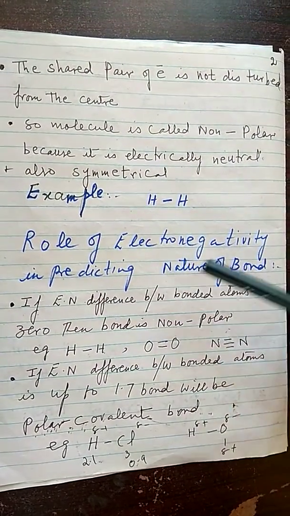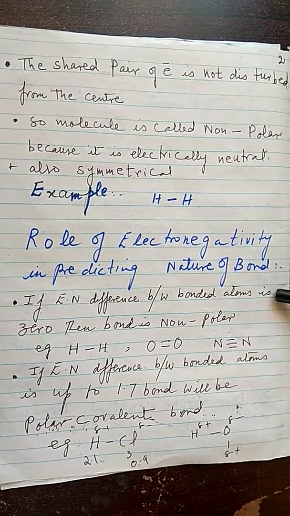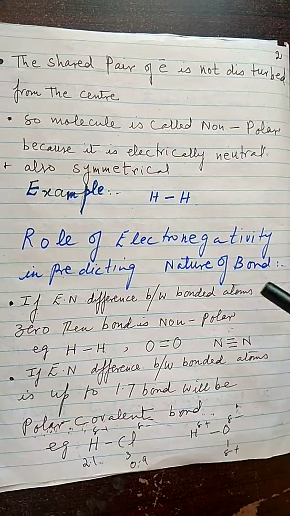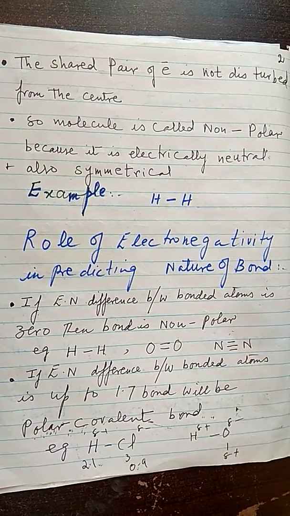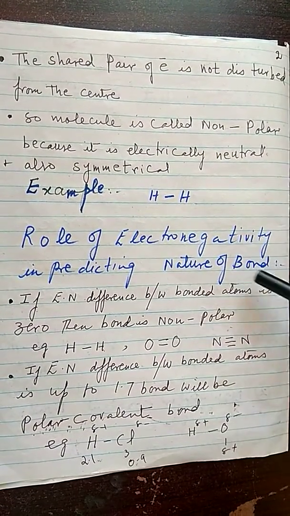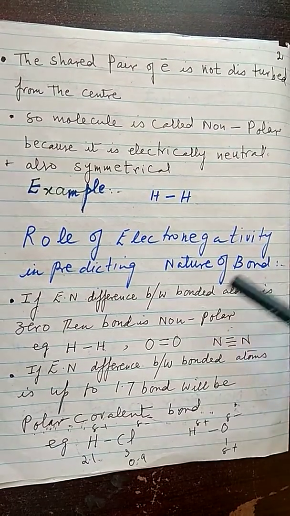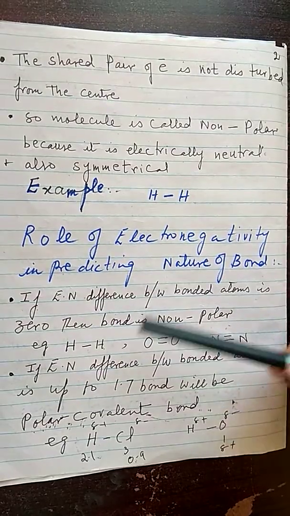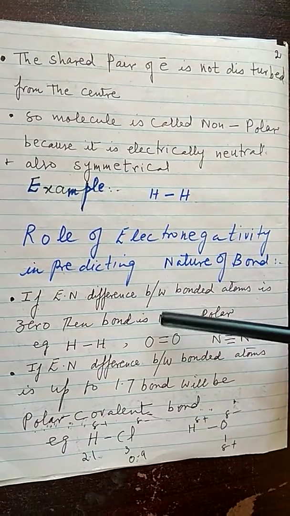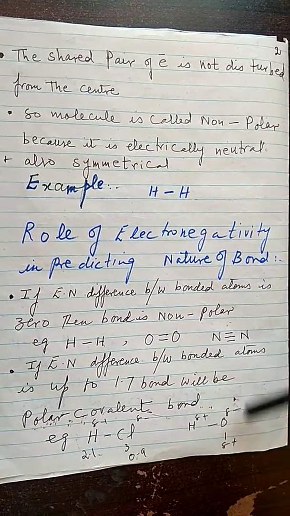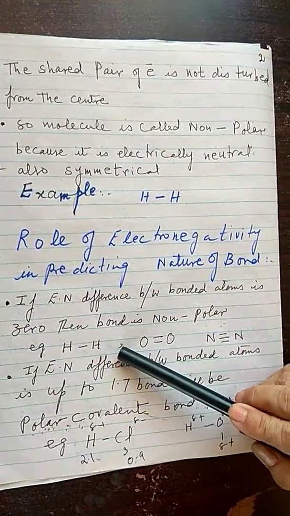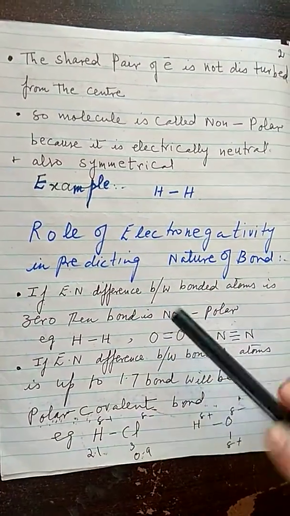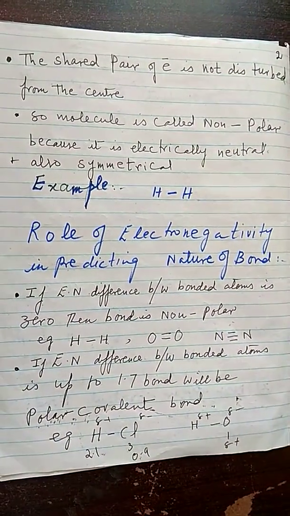First, if the electronegativity difference between the bonded atoms is 0, the bond will be non-polar, that is neutral. No charge on the bond. For example, hydrogen and hydrogen. Now, what is the electronegativity of hydrogen? It is already calculated. Electronegativity of H is 2.1. Another H, 2.1. 2.1 minus 2.1 is 0. So the electronegativity difference is 0. The bond will be non-polar.